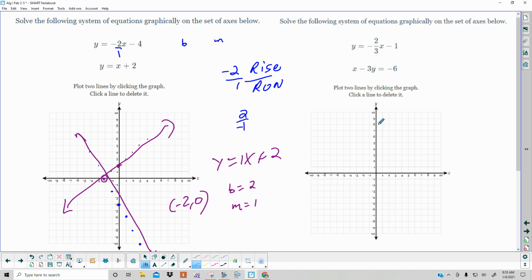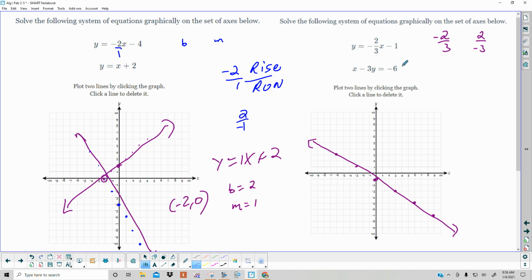Graphing this one. The y-intercept is -1. The slope is -2/3. So down 2, right 3. Down 2, right 3. Down 2, right 3. Okay? Or up 2, back 3. Up 2, back 3. Up 2, back 3. Okay? So here's your line. Hey, that one wasn't pretty bad. Wasn't too bad is what I meant.